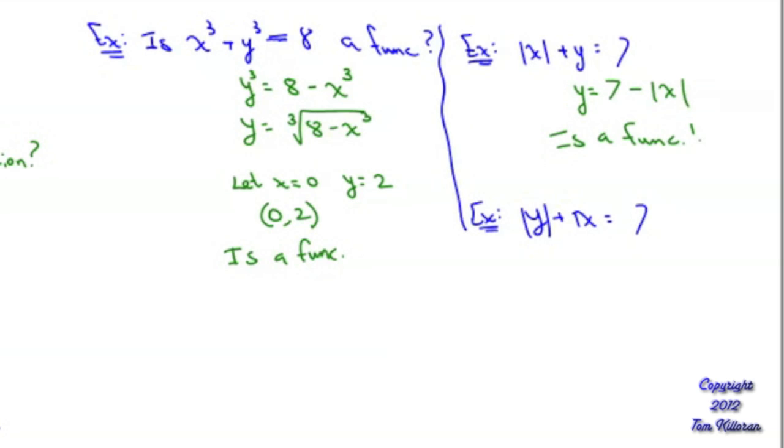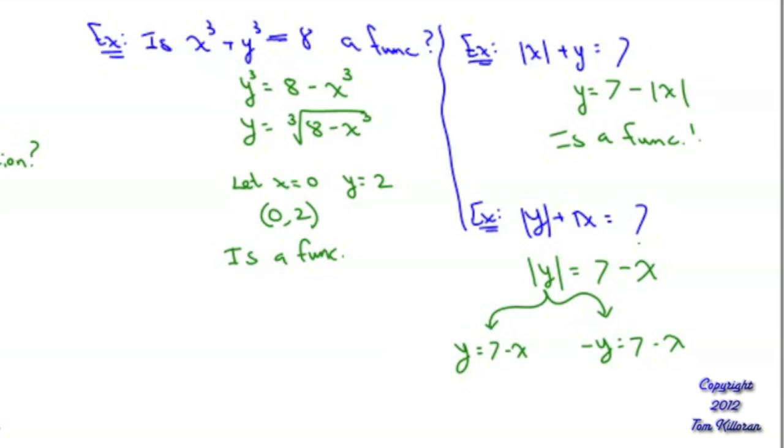Really? Okay. Solve for y and you get the absolute value of y is equal to 7 minus x. Remember, I'm trying to solve for y here. What do I have to do with absolute values? Plus or minus. I have to split them. Because I'm trying to solve for y, I'm going to have to split it to see what happens. When I split it, I get y is equal to 7 minus x, but I also get negative y is equal to 7 minus x. And the problem with that is, choose any value of x, how many y's are you getting? 2. So this one is not a function.